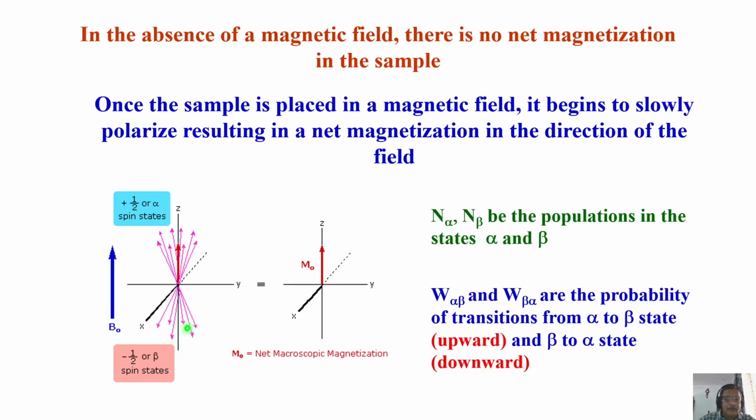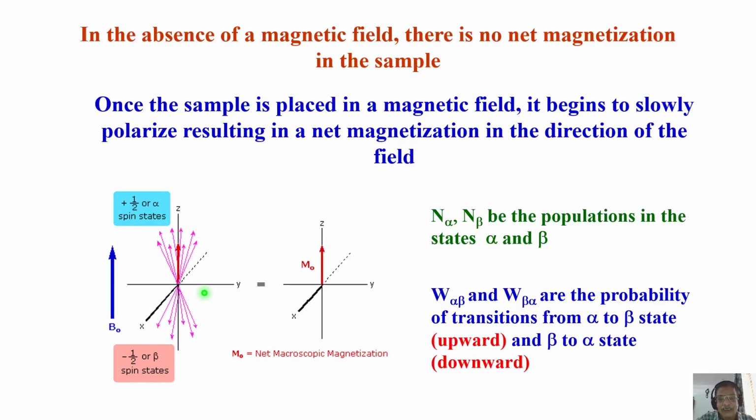So now there are two energy states, alpha and beta. There is more population in the lower energy state, the ground state, than in the higher energy state, right? So how did this population difference occur? We should understand that conceptually. How did this spin population difference occur as soon as you put the sample in the magnetic field?